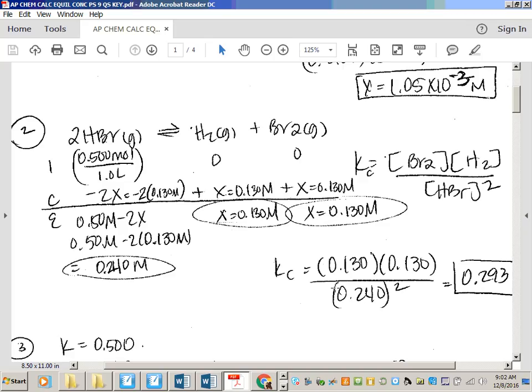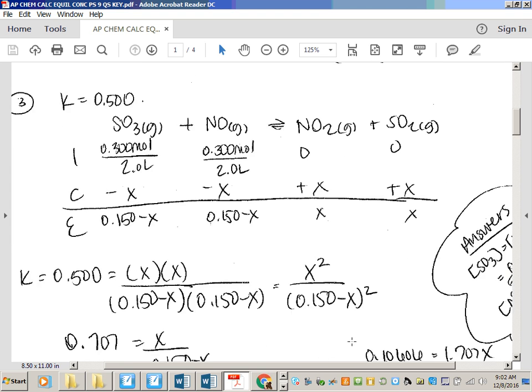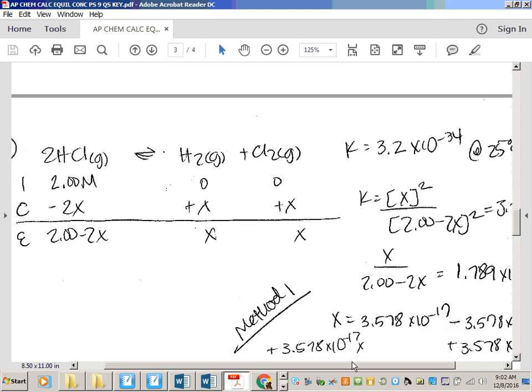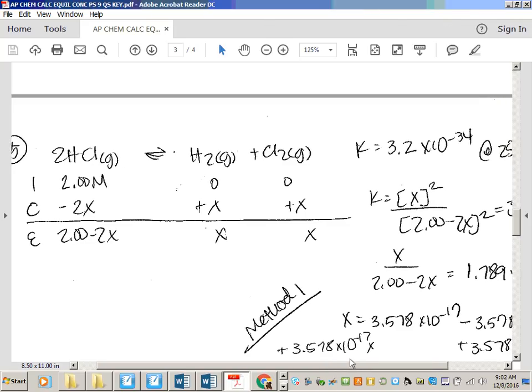Yeah, 5. What's the next one? 7, 9. 5, 7, 9. I heard 8 too, I think. 5 is this one, and I'm going to show you both ways on this one, okay? So let me zoom out just a tad here.